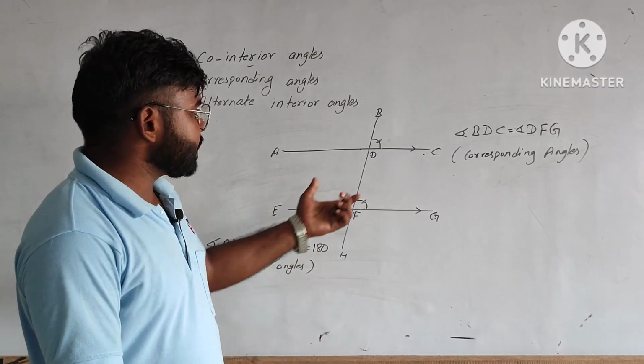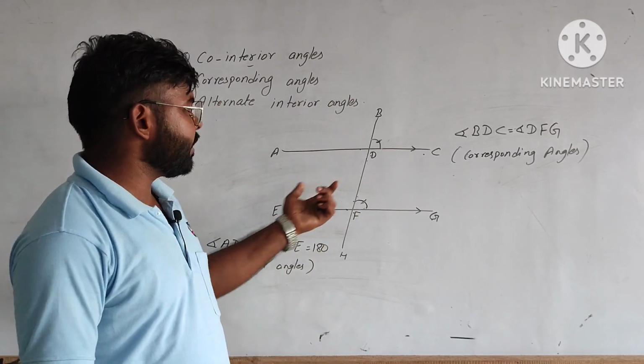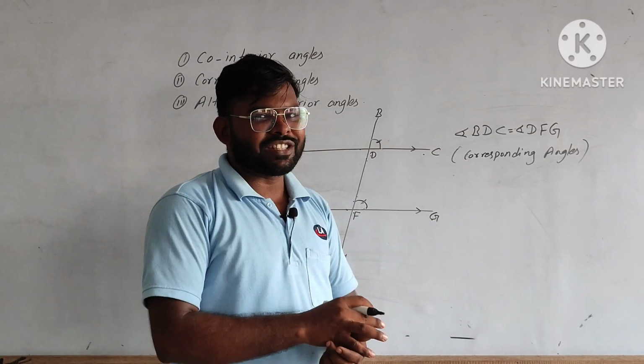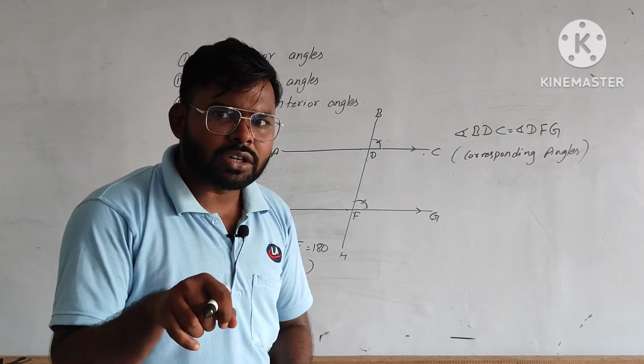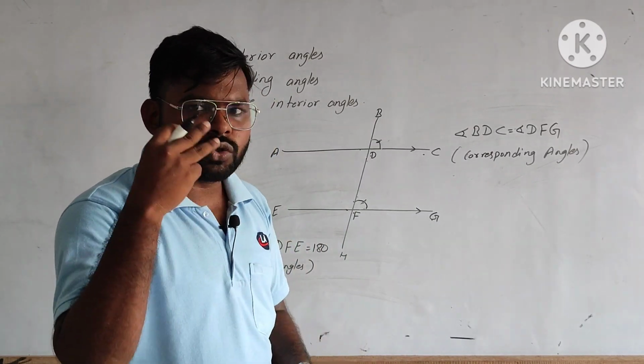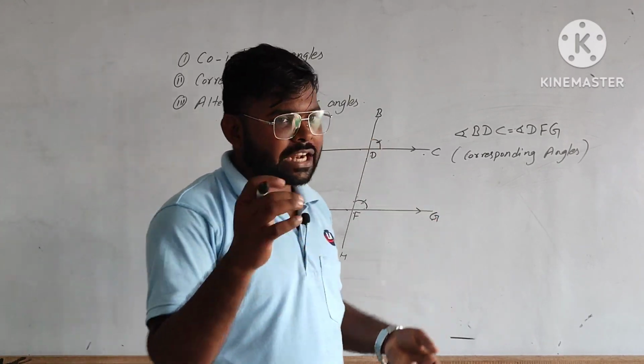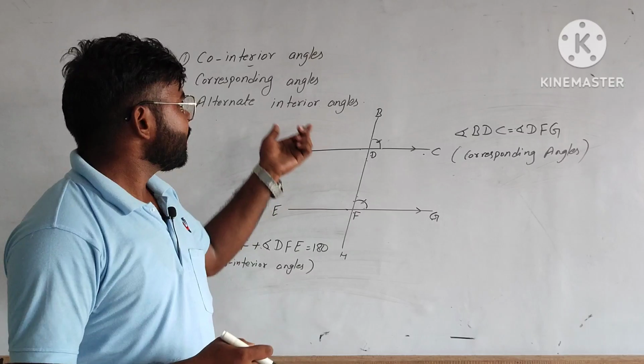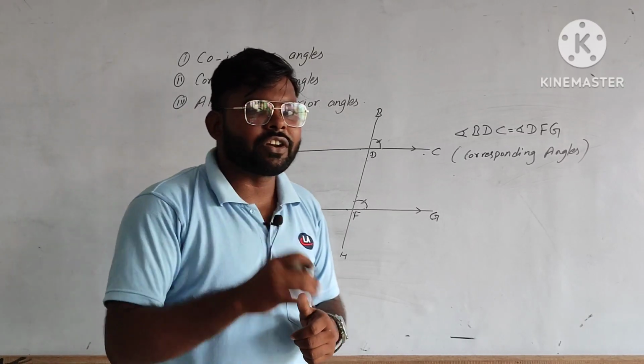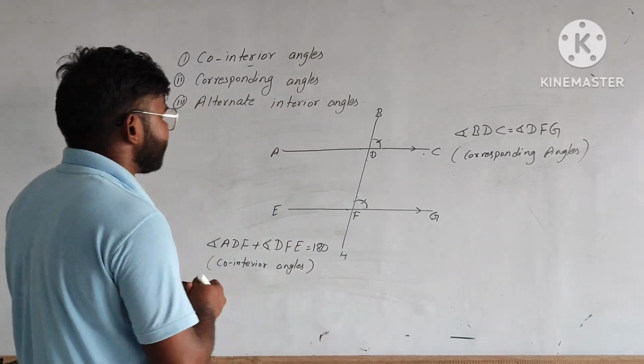Now, we just learned about these two, cointerior and corresponding. Today we are going to talk about three: cointerior angles, corresponding angles, and alternate angles. Out of these three, the last one is alternate angle. Now, what is the alternate here?